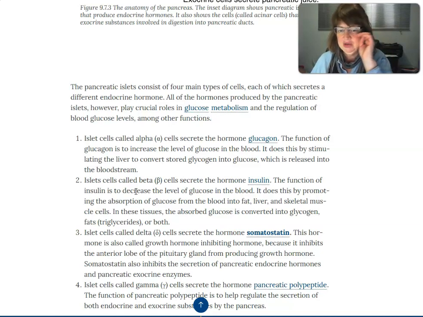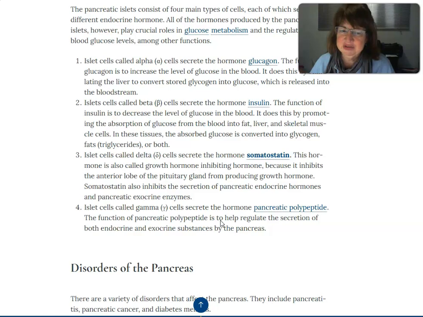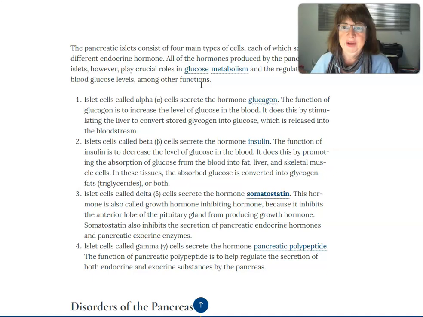The beta cells release something called insulin, and the function of insulin is to take the blood glucose out of the blood and put it into the liver and store it as glycogen. It will also store it as fat, and it'll store it in your skeletal muscles. Now, there are other types of cells, the delta and the gamma. We're not going to worry about them at this point, but I want you to be aware of them in case you do any further study of the pancreas.